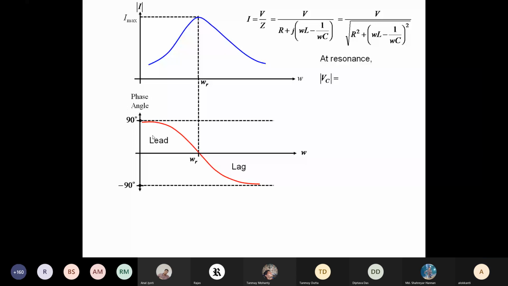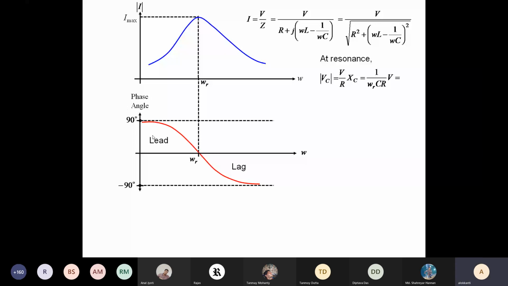V by R. What is the voltage across the capacitor? It is V by R into XC, because XC is the reactance offered by the capacitance, which is nothing but equal to 1 by omega C. Since we are talking of resonance, it is omega RC.